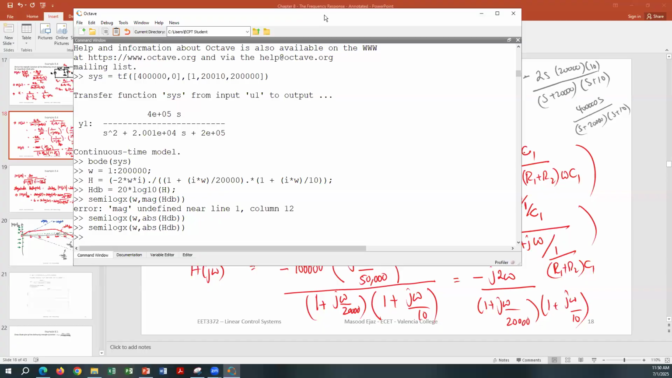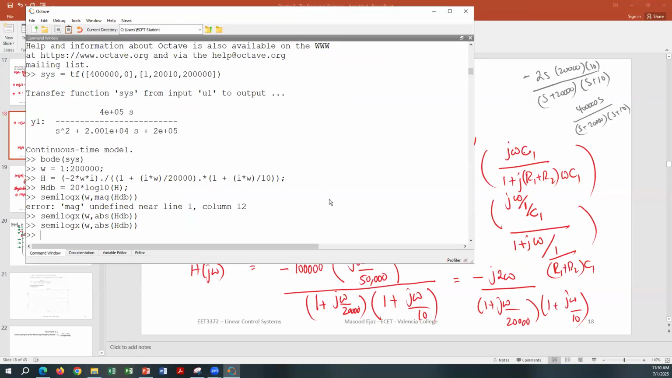-2j divided by 1 plus j omega over 20,000 times 1 plus j omega over 10, whole divided by that, -j2. Not sure why it is not 1 to 20,000.